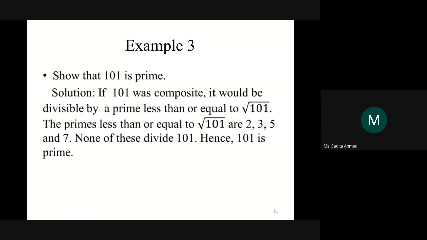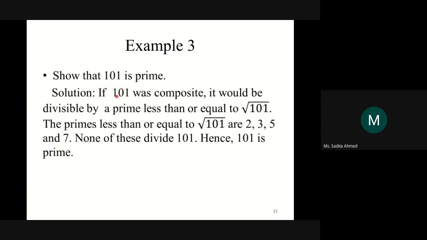So all the primes that are less than or equal to the square root of 101, what are those? First of all, think about all the integers less than or equal to the square root of 101. It will be 10, 9, 8, 7, 6, 5, 4, 3, 2, 1. All right. And from here, what are the primes which are less than or equal to the square root of 101? 2, 3, 5, 7. But clearly 2, 3, 5, 7, none of them can divide the number 101.